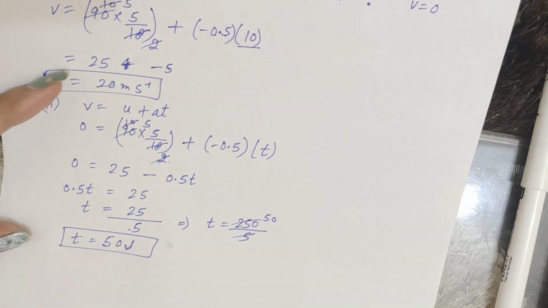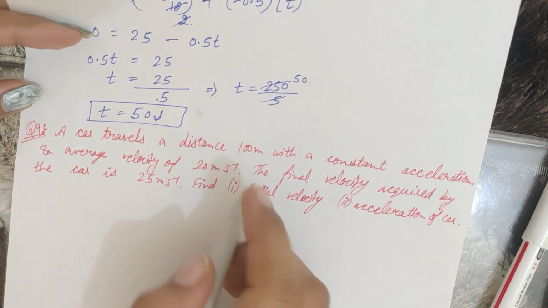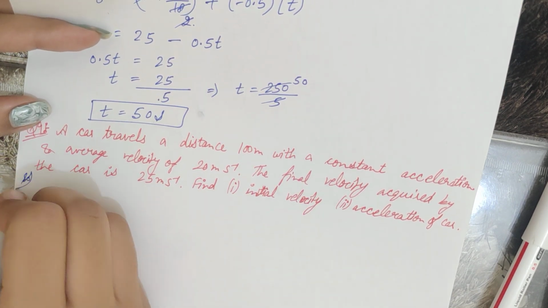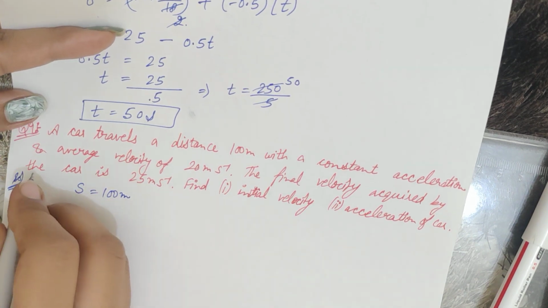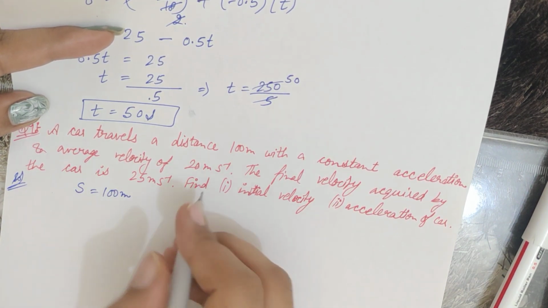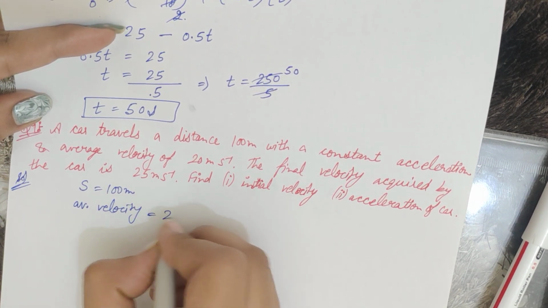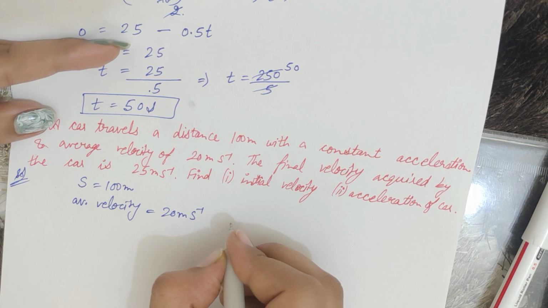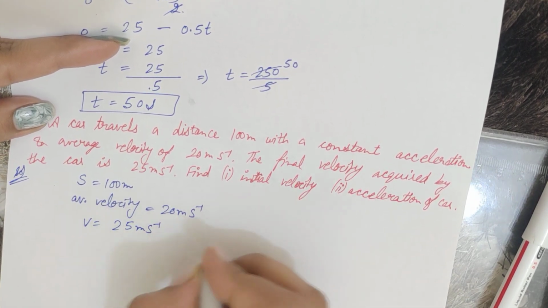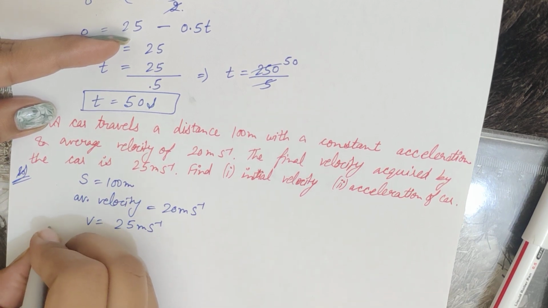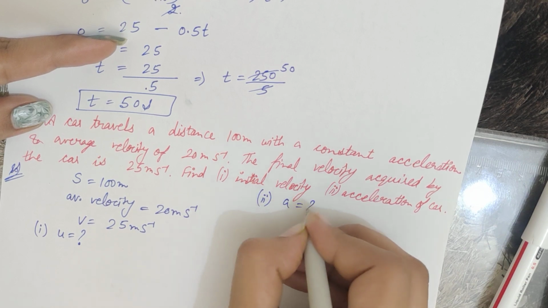Now question number 9. Next is a car travels a distance of 100 meter with constant acceleration. The distance traveled is given, 100 meter. Average velocity is given, it is 20 meter per second, and the final velocity acquired by the car is also given. We need to find out the initial velocity and the acceleration of the car.